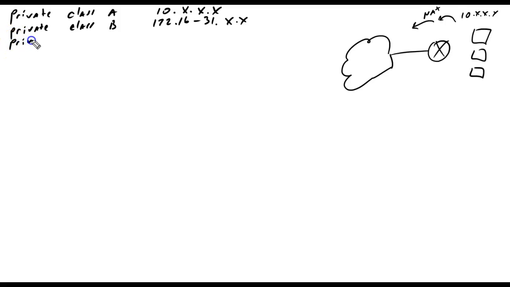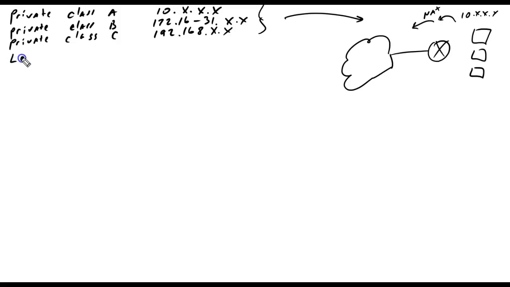There's also a private class C address, or set of addresses, I should say, 192.168.anything. So again, these are used the same way. So all three of these, it's just your choice which one you want to use, but they're all used in exactly the same way.